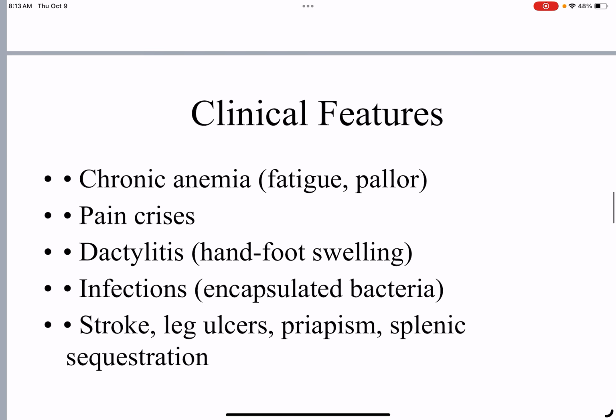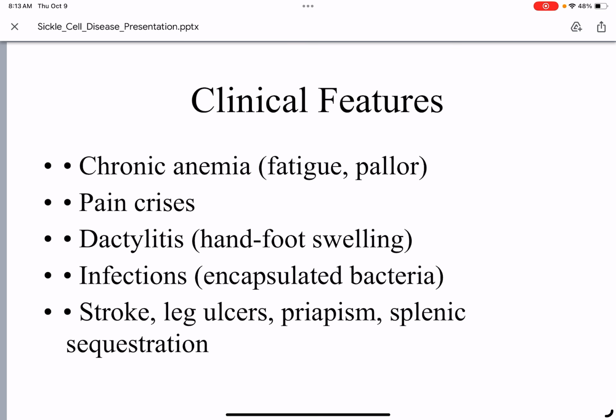Now, clinically, what should you look out for? I want you to pay attention to when a patient is saying, I'm fatigued. You look at their skin, they have discoloration, yellowing of the skin, which we call pallor. These are important features of chronic anemia. You also notice that these patients tend to go through pain crisis. This is one of the most common causes of their frequent visits to the emergency hospital. They can have dactylitis, which is swelling of the hand and foot.